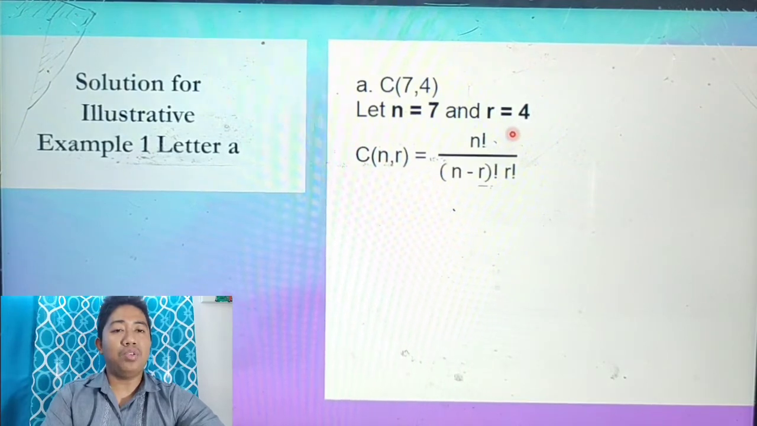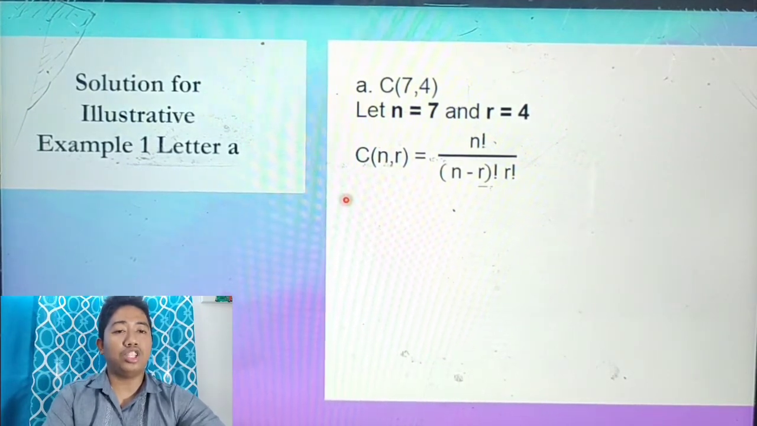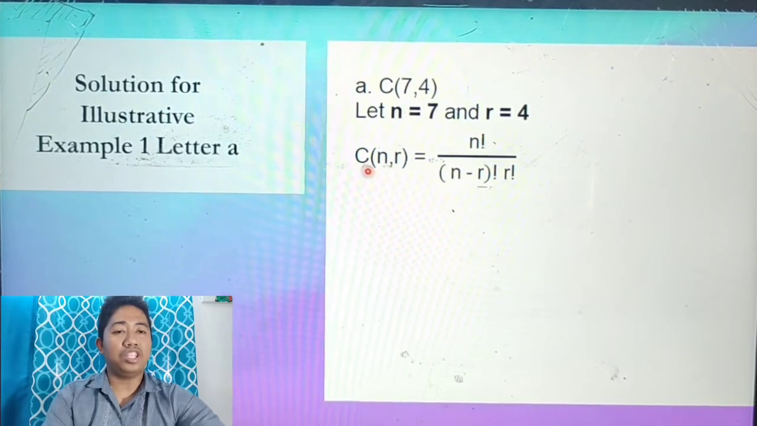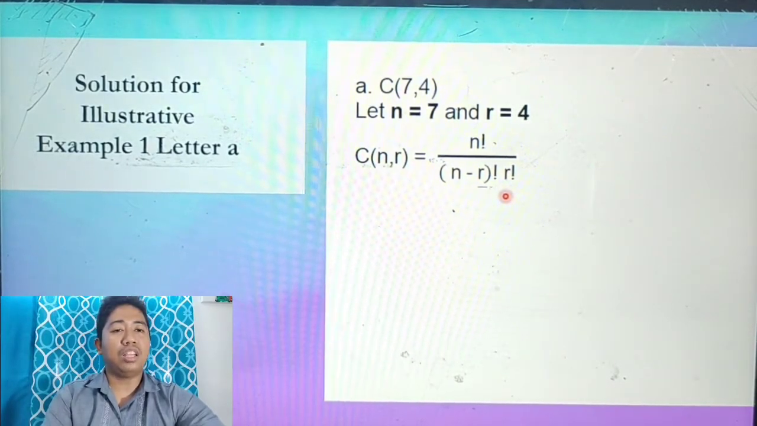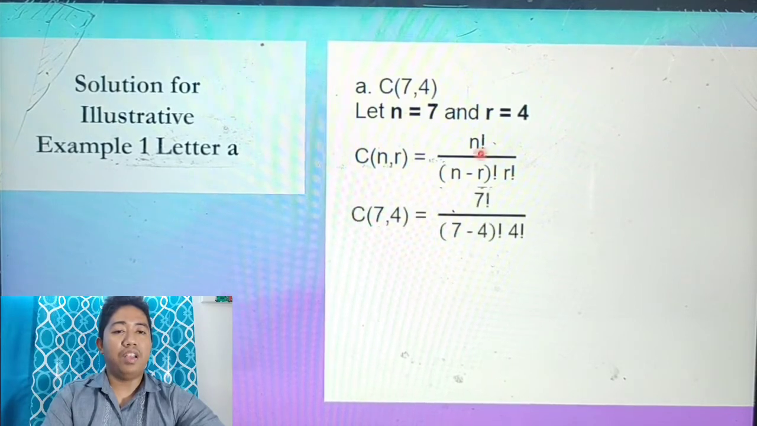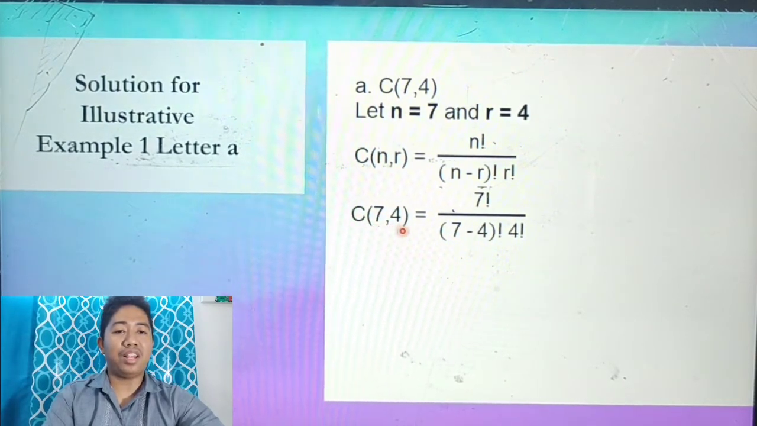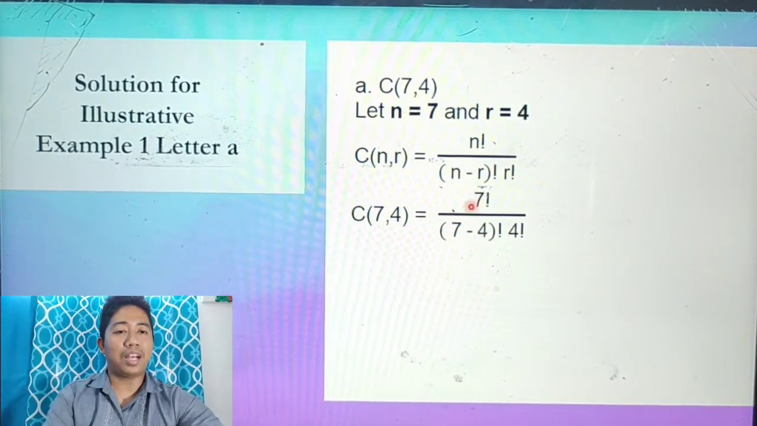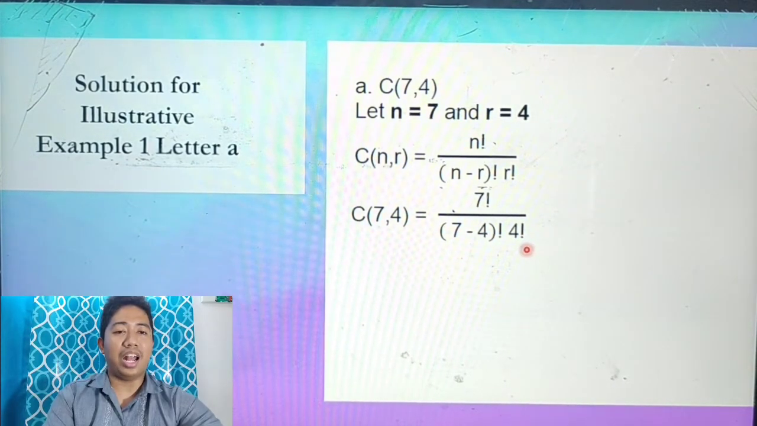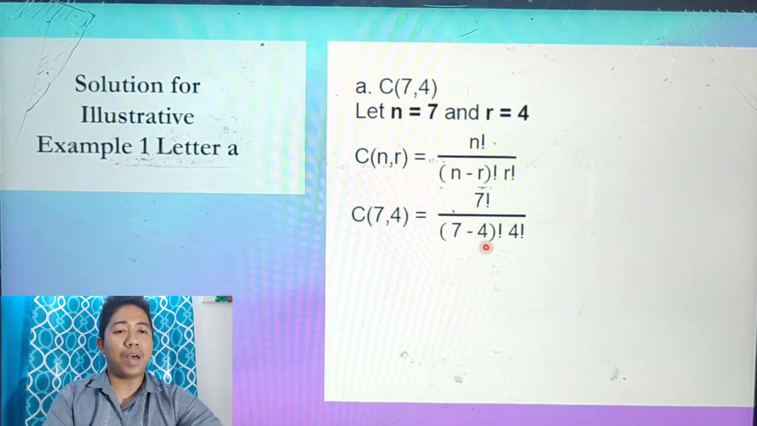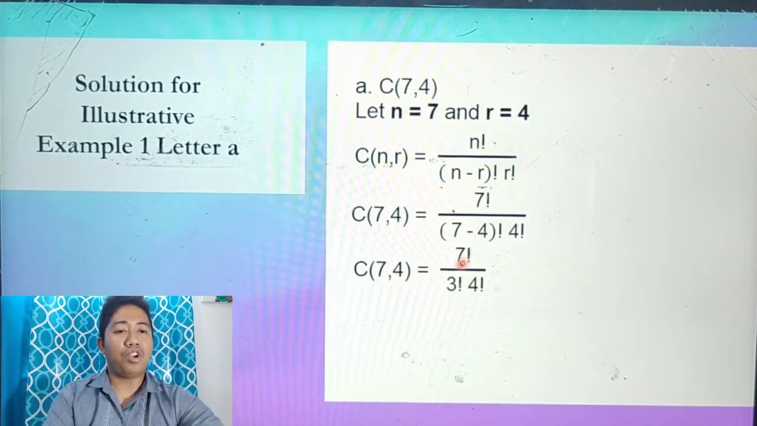Then we follow the combination notation formula. The combination of N taken R at a time is equal to N factorial over N minus R factorial, R factorial. Substituting the values of N and R, we have the combination of 7 taken 4 at a time, which is equal to 7 factorial over 7 minus 4 factorial times 4 factorial. After that, simplify inside the parentheses, so it becomes 7 factorial all over 3 factorial times 4 factorial.